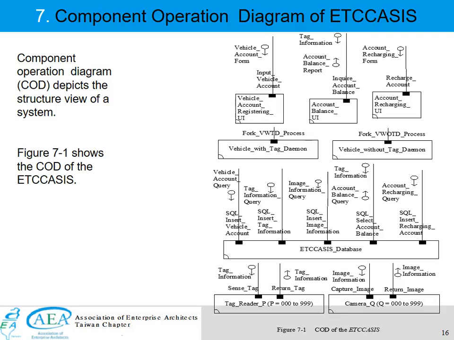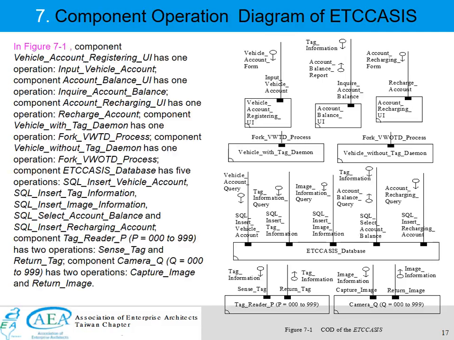Chapter 7. Component Operation Diagram of ETC cases. Component Operation Diagram (COD) also depicts the structural view of a system, as shown in Figure 7-1. For all those components, each component has its own operations and their corresponding input and output data.